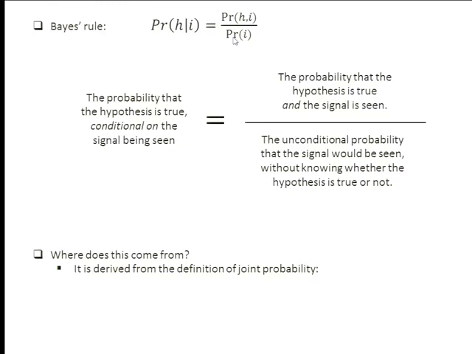Oh, I'm sorry. I shouldn't have used numbers. Let's call this area x, and let's call that area y. Okay, so it's y over x. Yeah, thanks. Sorry, that was unfortunate notation. Okay. Next. Okay, so that's Bayes' rule.